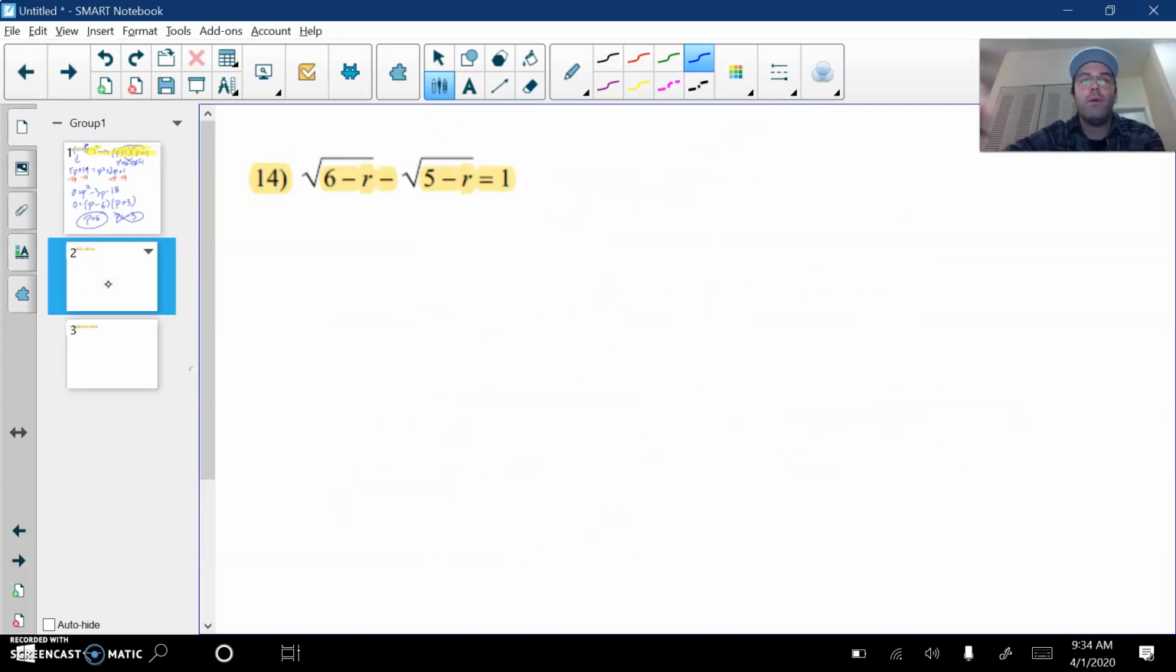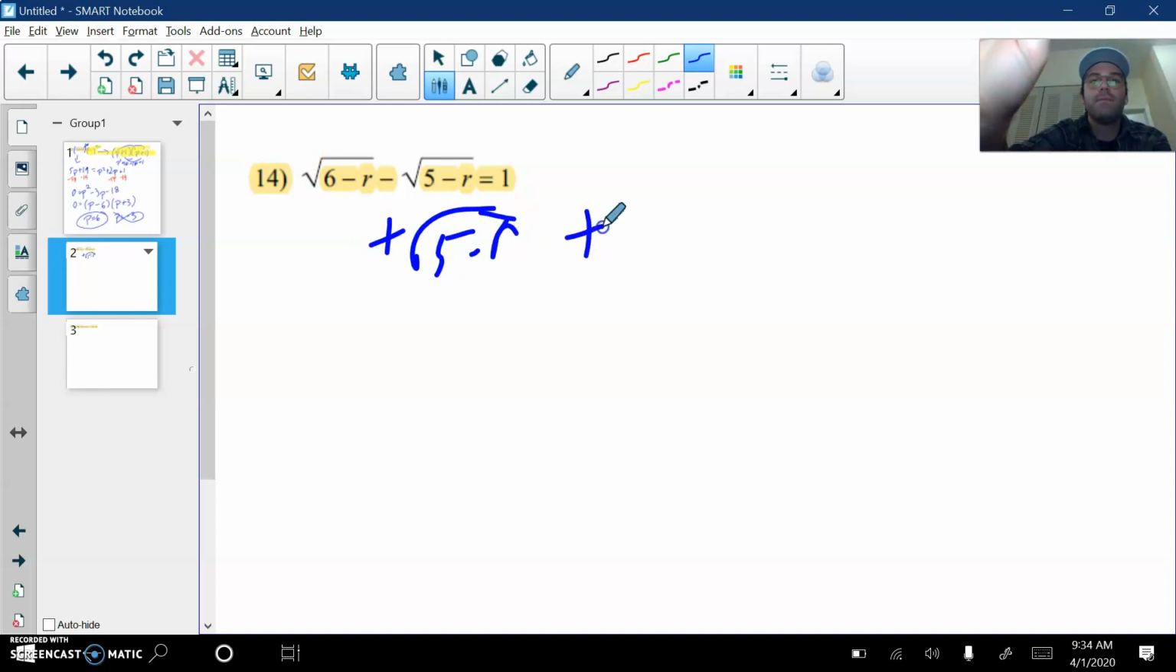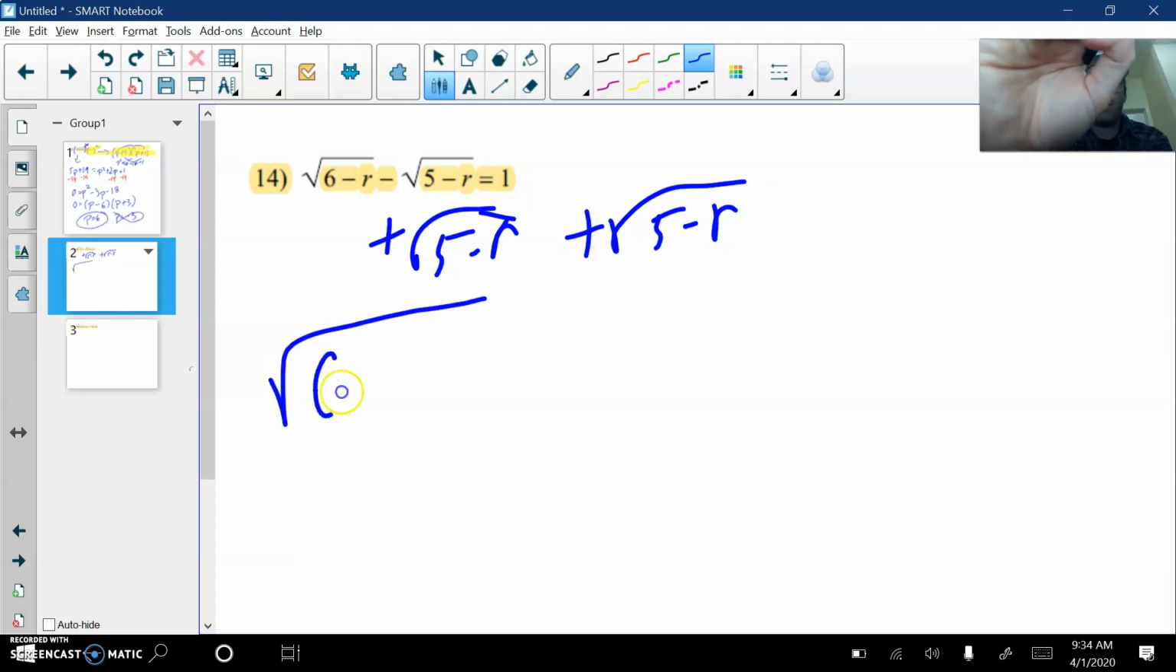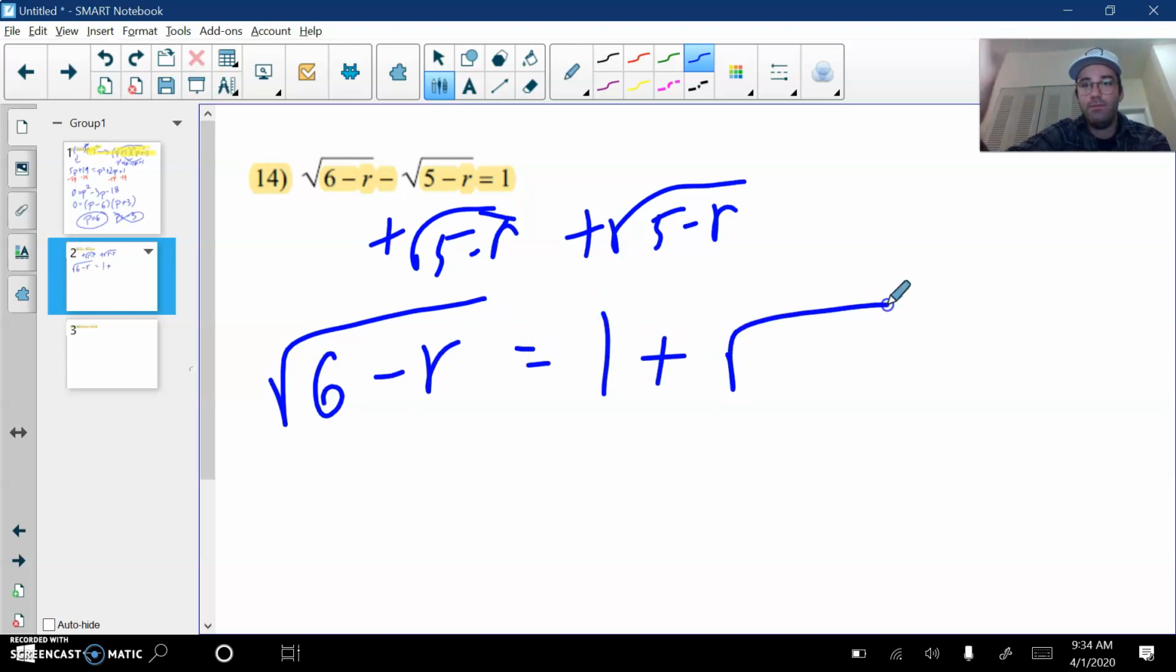Let's look here. All right, I want to isolate my square root, but I have two square roots on the same side, so that's not isolated. I have to add this square root to the other side. So I have the square root of 6 minus r equals 1 plus root 5 minus r.